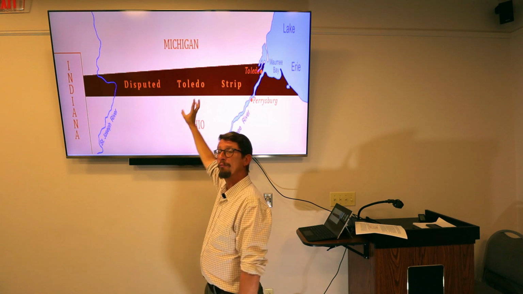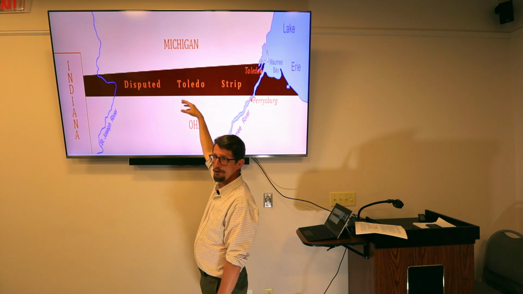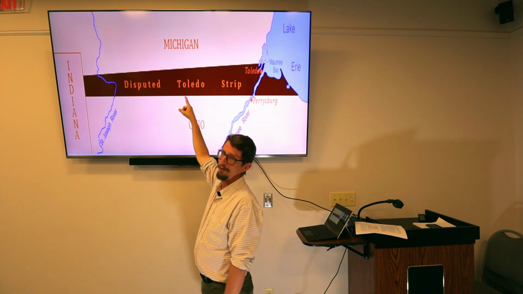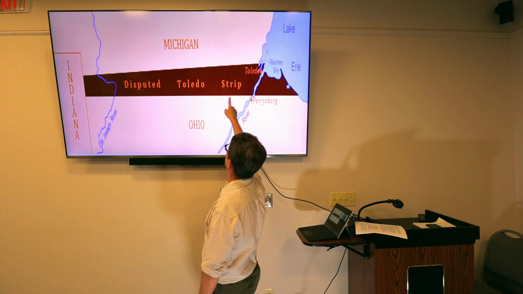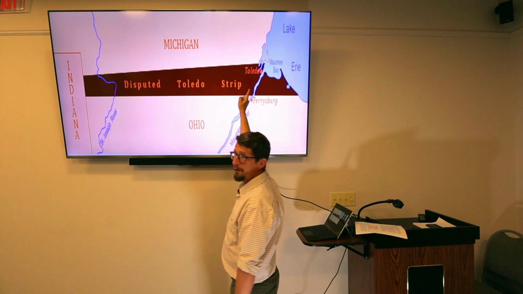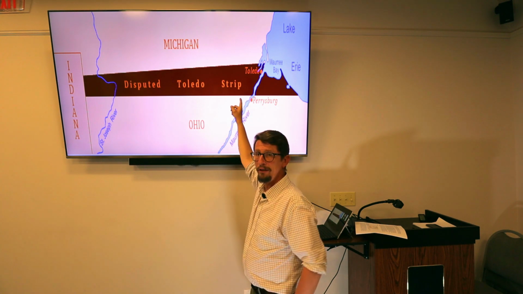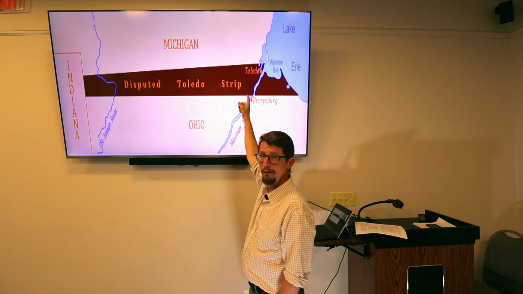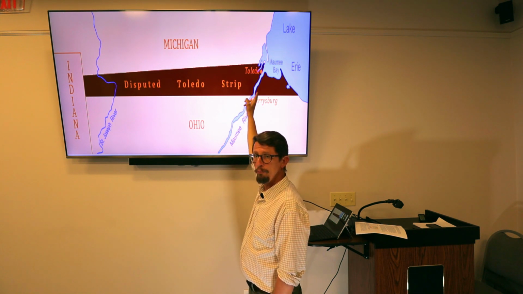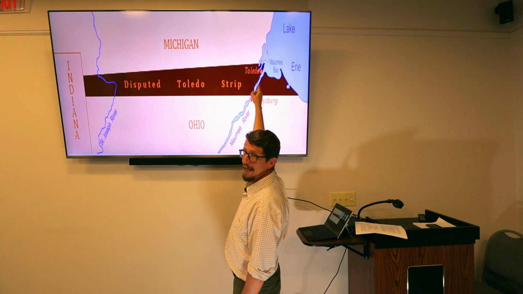Now things get real. Beforehand, it was just kind of a wishy-washy little deal. Now it's getting real. If Michigan is admitted as a state and this is their border, we lose access to Lake Erie in the west. They were also starting to do the Maumee Erie Canal. They had put in provisions to start that. We would lose access to it.